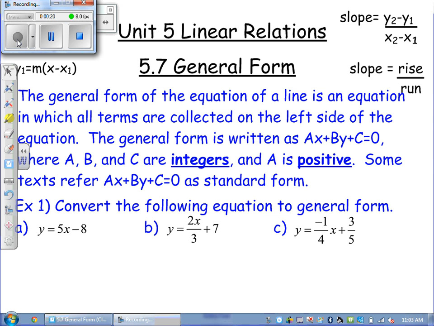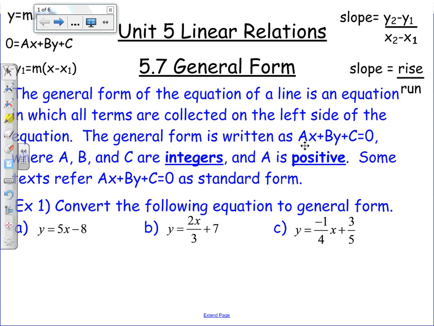General form is an equation that looks like this. So you have an x value plus a y value plus a constant. There can be coefficients in front of the x and the y, and the coefficients can't be fractions, they can't be decimals, and the one in front of the x can't be negative. So you're looking for whole numbers that are positive. B and C can be negative. That's okay. A cannot be negative. Okay.